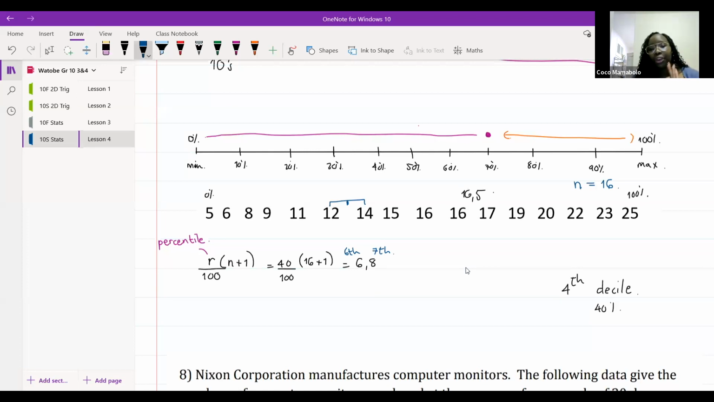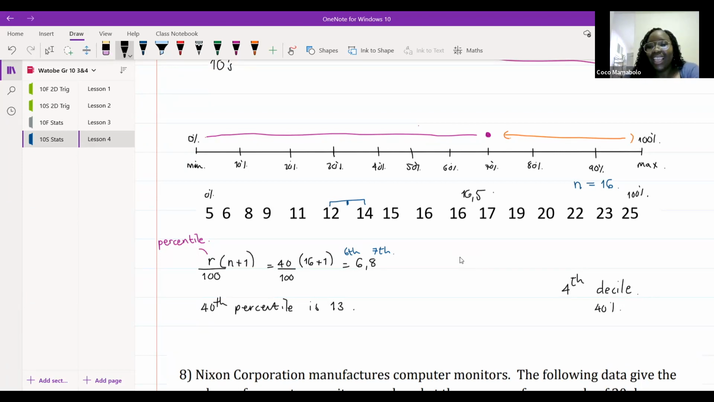It is 13. So my 40th percentile is 13. What that means is, if I want to do better than 40% of the class, I need to get 13 out of 25.